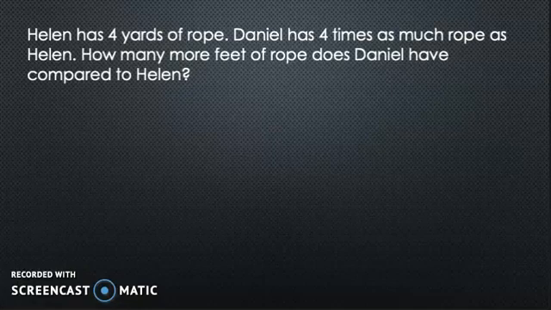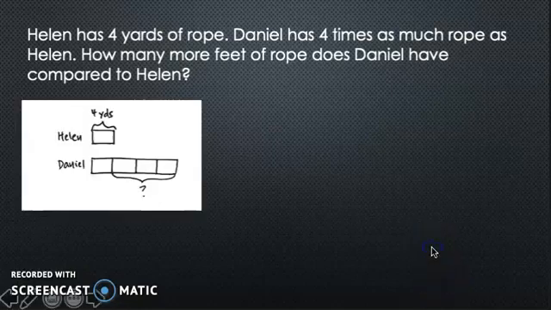So you may have drawn something similar to this. Don't worry if it's not exactly the same, but you should have something that shows that Daniel's piece of rope is 4 times greater than Helen's. I also have a question mark under the 3 pieces of Daniel's rope because the question was asking me how many more feet Daniel had than Helen. So I'm not looking for Daniel's total number of feet. I'm looking for how much more he had. Did you catch that, friends?